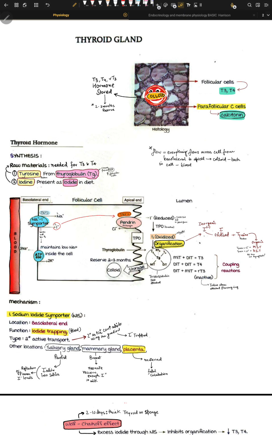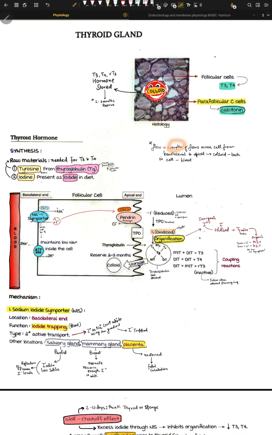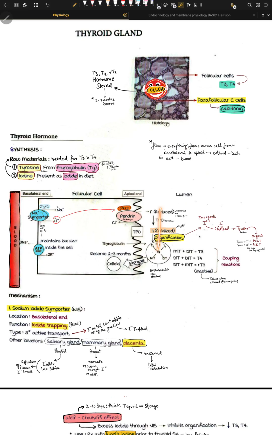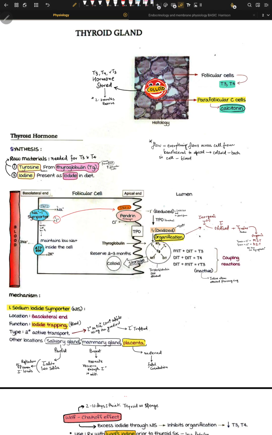So from the basolateral side we get everything. Every nutrient needed for the formation of T3 and T4 flows across the cell from basolateral to apical in the form of colloid, because I told you T3 and T4 are stored in colloid form. So they go from basolateral to apical. Once they reach the apical side, all the synthesis of T3 and T4 is done.